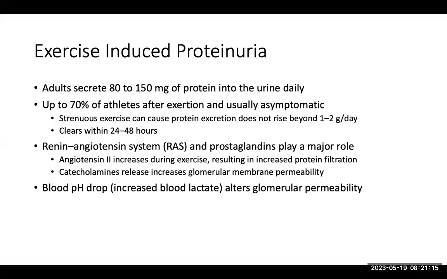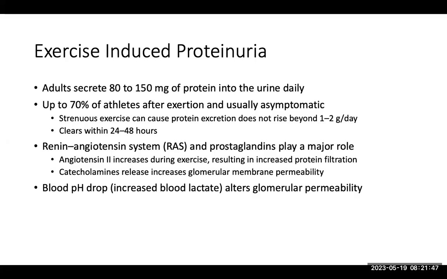The etiology of the exercise-associated proteinuria is due, again, to this increased angiotensin during exercise, which results in increased protein filtration through the glomerular membrane. Strenuous exercise also activates, again, the sympathetic nervous system, increasing your catecholamines, epinephrine and norepinephrine, and also increasing membrane permeability. Also, a drop in pH, so the increased lactate that's produced with exercise also alters your glomerular permeability.